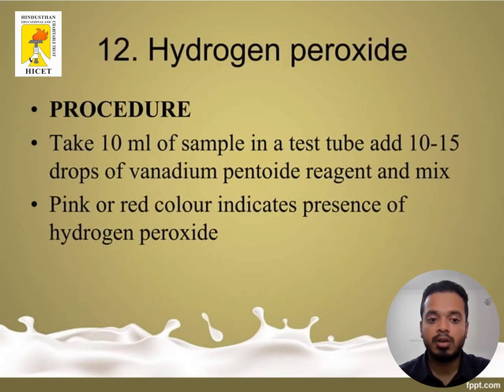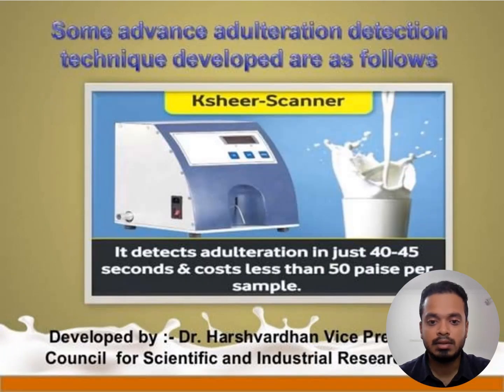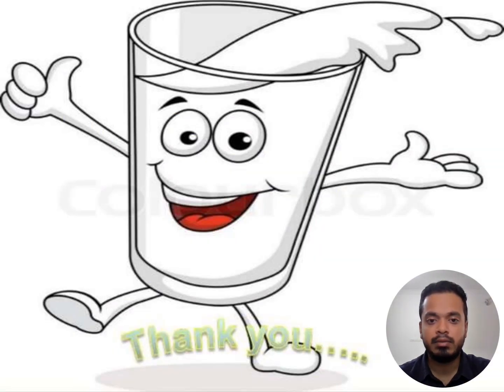Then hydrogen peroxide. So in this, take 10 ml of sample in a test tube, add 10 to 15 drops of vanadium pentoxide reagent and mix. Pink or red color indicates the presence of hydrogen peroxide. Removal of fat: the lactometer reading will go above 26.